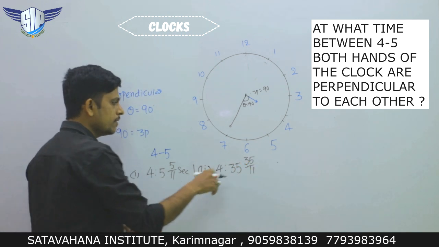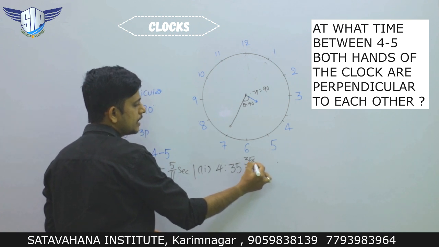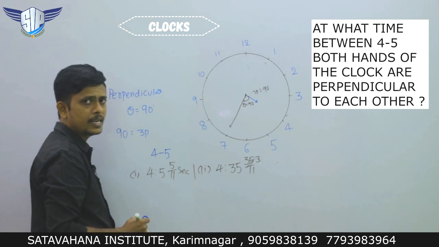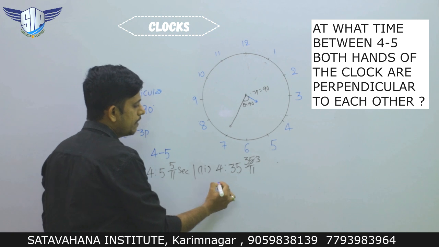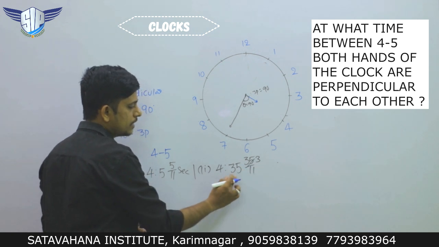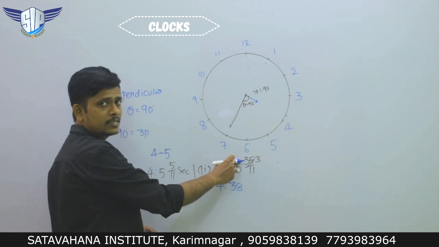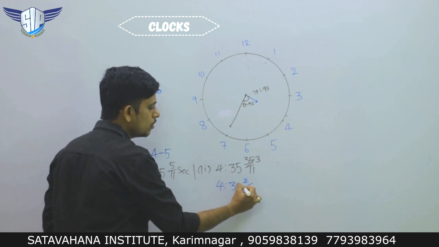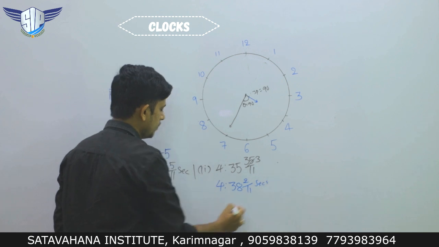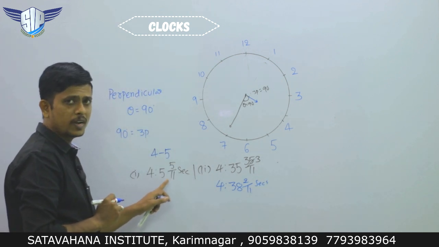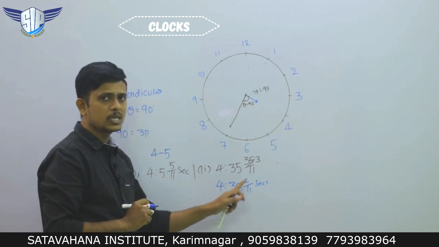And further, I will simplify this. 11 1s are 11, 11 3s are 33. 11 3s are 33 means I will add these 3 to this 35. Therefore, 35 plus 3 is equal to 38. Here 33 gets cancelled. Therefore, the remainder is 2 by 11 seconds. My first answer is 4, 5 by 11. The next answer is 4, 38, 2 by 11.